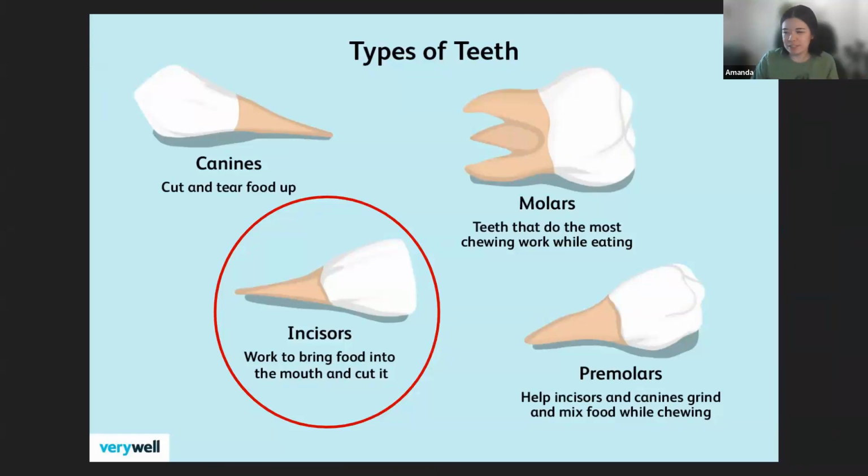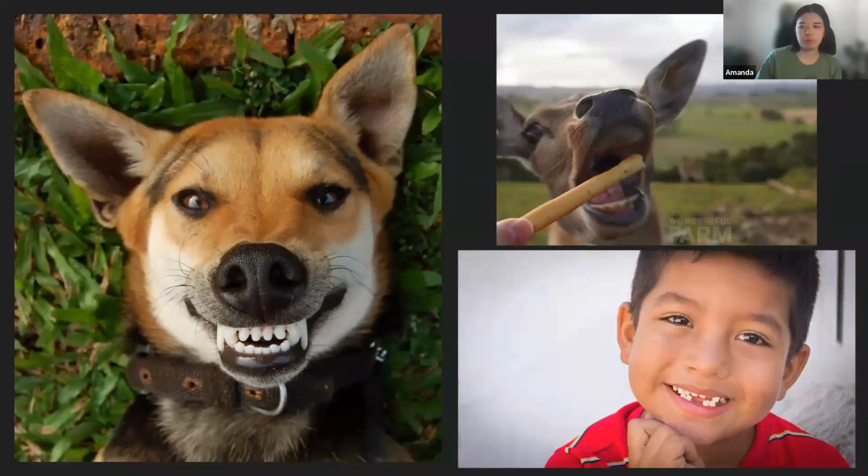But getting into specific teeth types, we'll start with incisors. These are front teeth, and these work to bring food into the mouth and cut it. We're familiar with typical square or kind of rounded shaped incisors, but there are a lot of modifications across mammals.